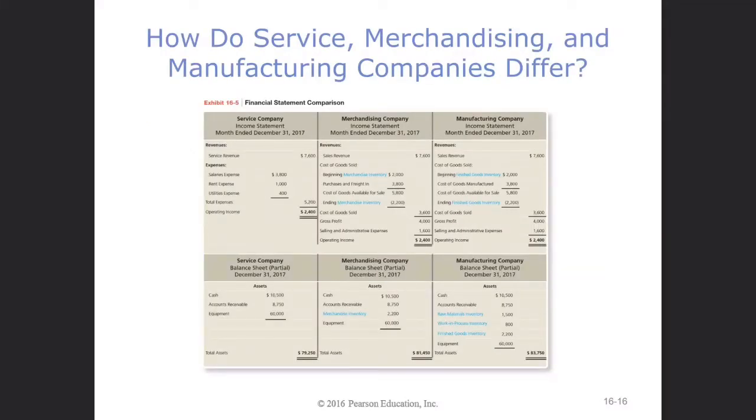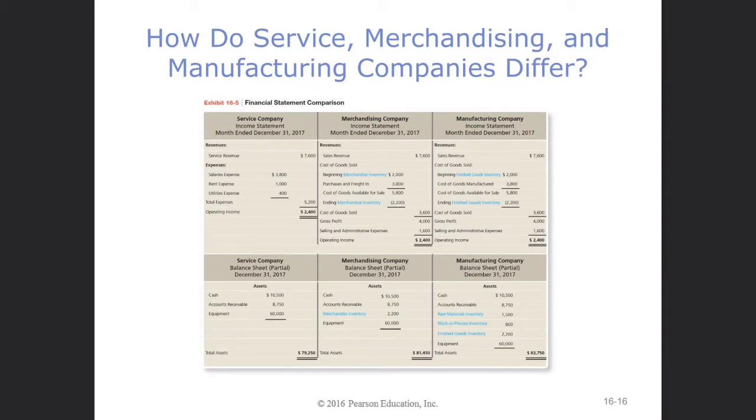This is a diagram showing you the difference between service, merchandising and manufacturing companies. And so we see here we've got an income statement on the top line, and we've got our balance sheets on the bottom area for a service company, a merchandise company, and a manufacturing company. And so we see here they all look a little different. So an income statement for one company may not be the same for another company.